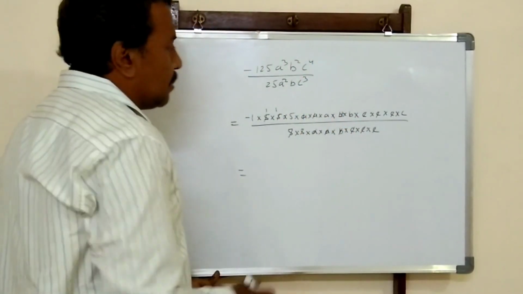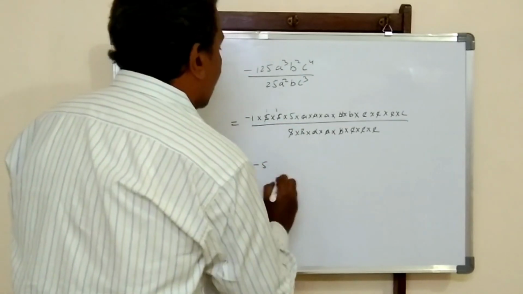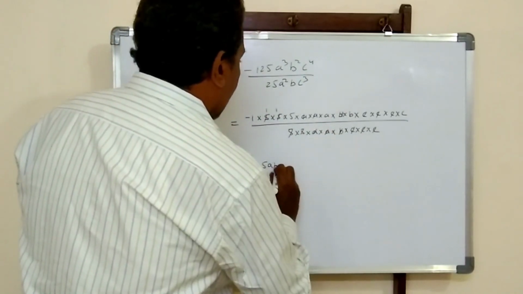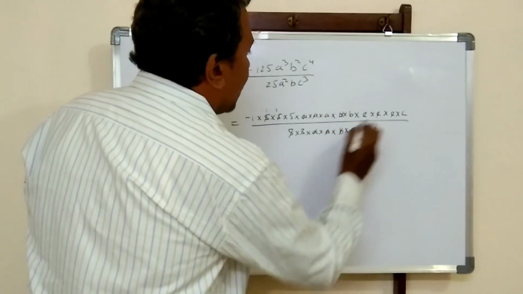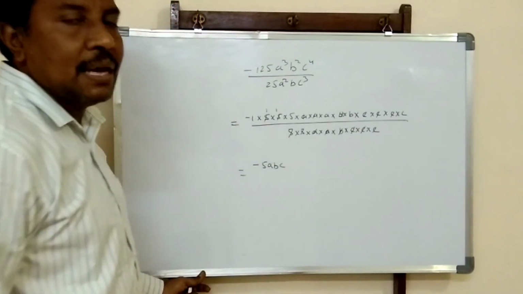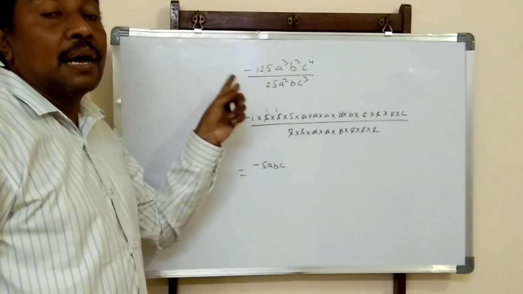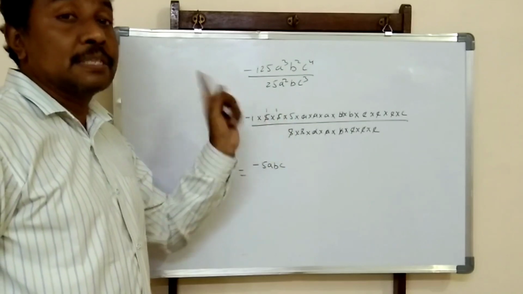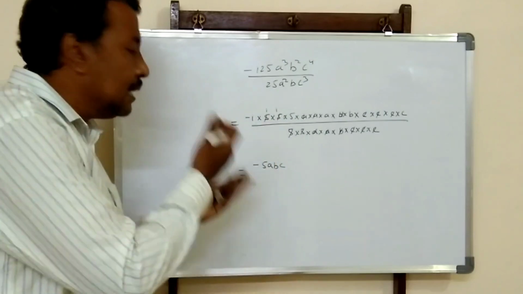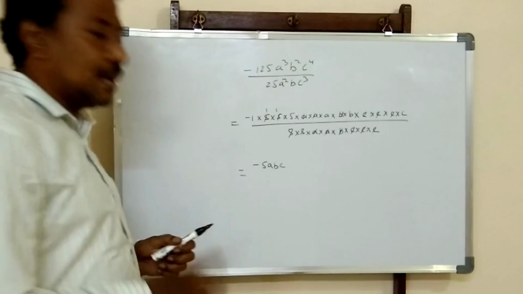Now see the numerator, what is the remainder? Minus 1 into 5, so minus 5. How many a's? 1 a. How many b's? 1 b. How many c's? 1 c. Minus 5 a b c. So this is the answer. So how to divide a monomial with a monomial? First of all, write the numerator and denominator in expanded form, do the required cancellation, and write the remainder, I mean the quotient, that means the answer.